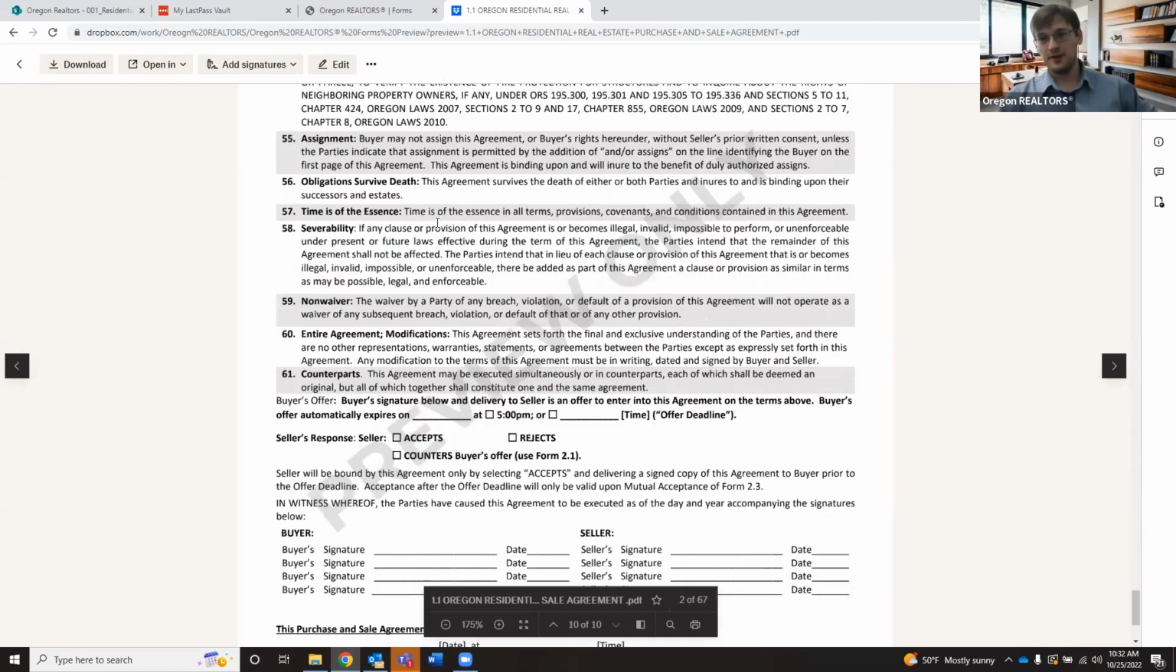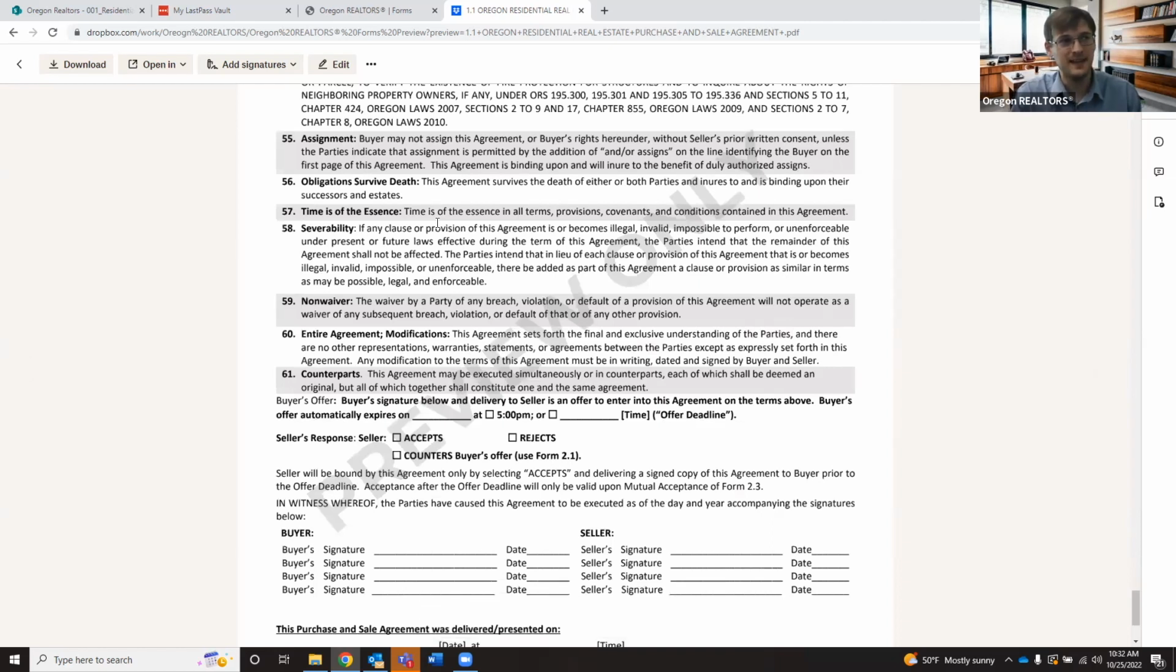And then I would argue these are the boilerplates. The assignment, the obligation surviving death, time is of the essence, severability. If a piece of this gets made illegal by Oregon law, the legislature says, for example, you can't do non-liquid funds anymore, we're just going to say, cut that chunk out, line item veto. That piece doesn't work, but the rest of the contract still stays valid. This is standard in a legal contract.